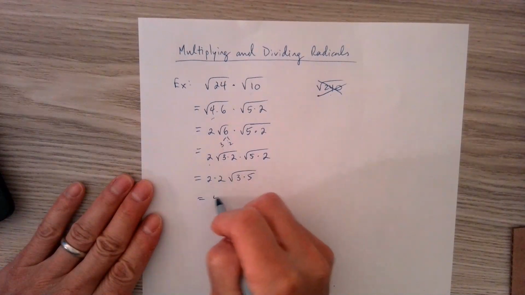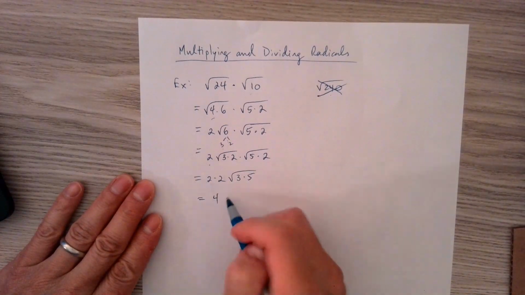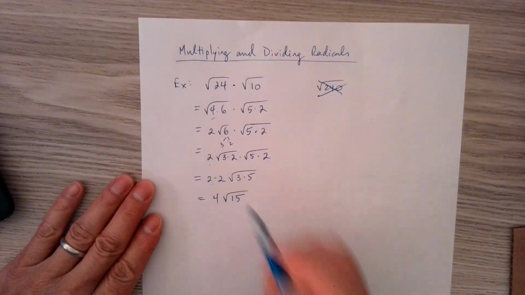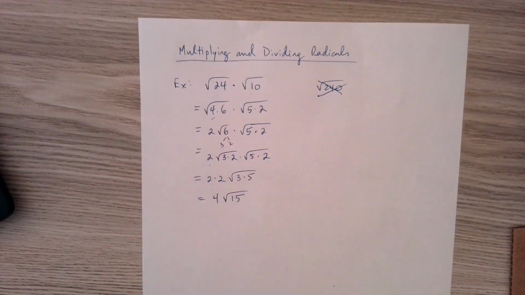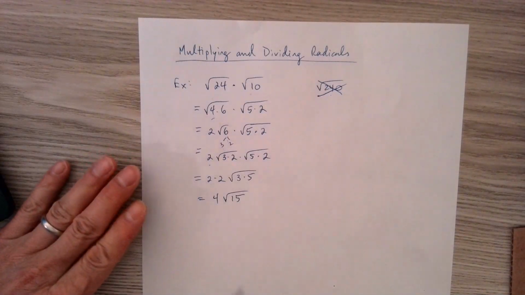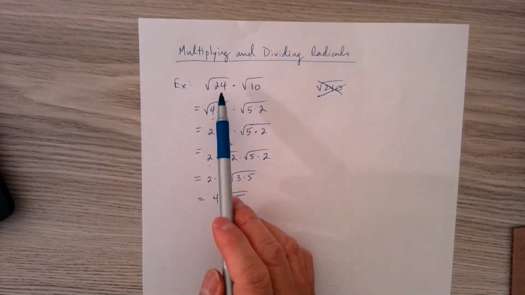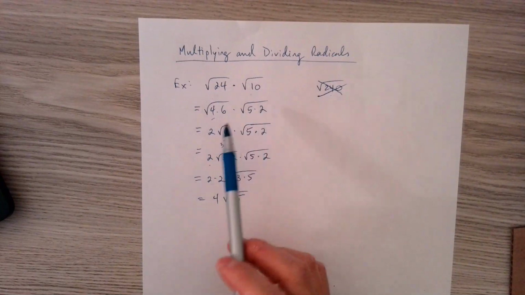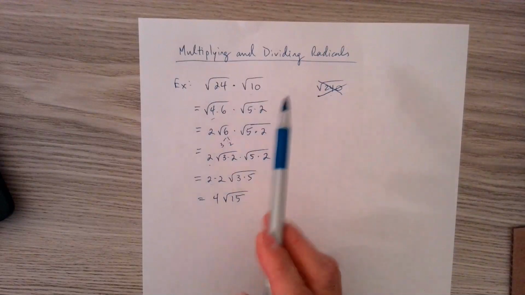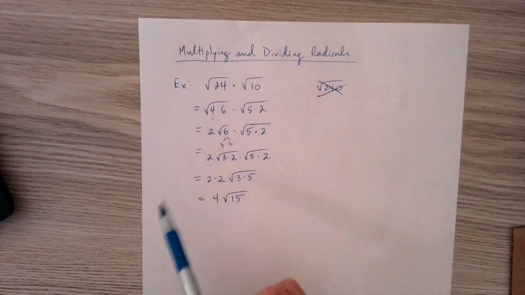So I can go ahead and multiply my 2's and my 3 and 5 for rad 15. Okay, so when you're multiplying rads, it's not that different from the first video when we were simplifying rads. The only difference in this example is really we have 2 of them instead of 1 of them, like in the first video.